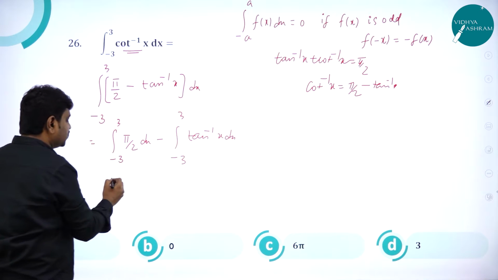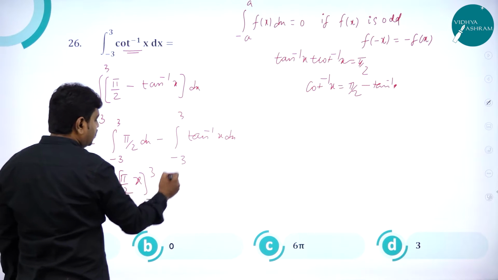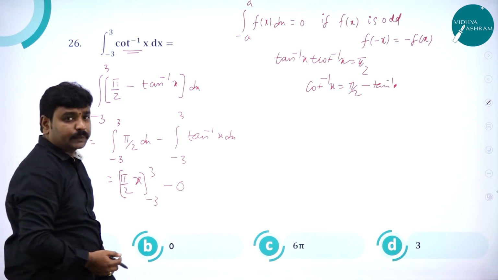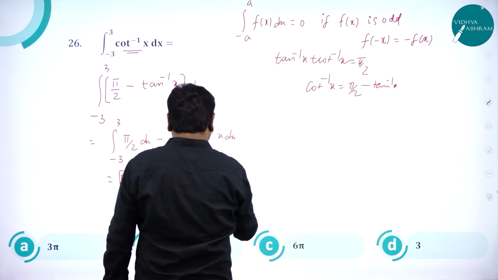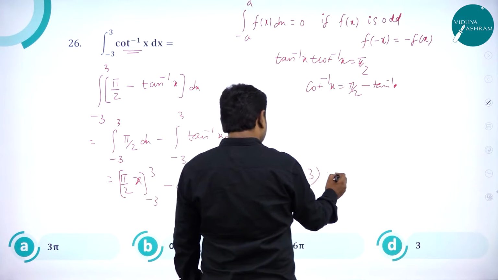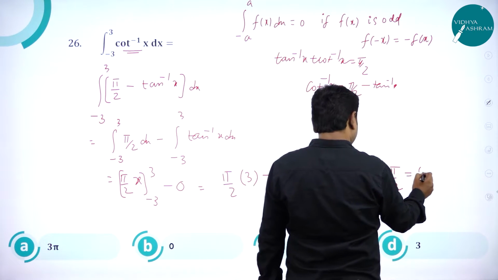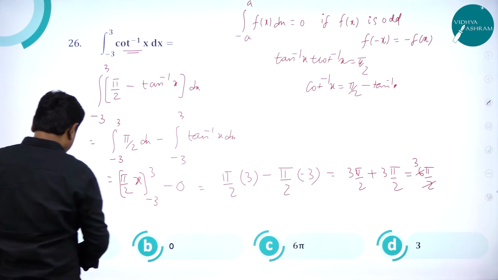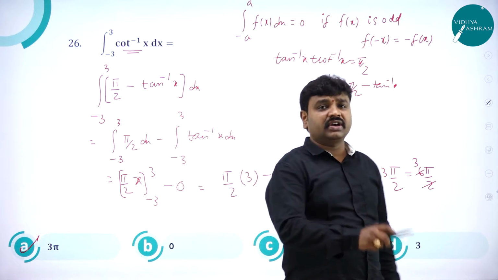Now the integration of a constant is the constant times x, so pi by 2 into x from minus 3 to 3, and I will not integrate the other term. That is 0 because it is an odd function. The integral of an odd function from minus A to A is 0. Apply the upper limit minus the lower limit: pi by 2 into 3 minus pi by 2 into minus 3, that is 3 pi by 2 plus 3 pi by 2, 6 pi by 2, or can I say 3 pi? So the answer is 3 pi, option A. Here cot inverse x is neither even nor odd, so convert cot inverse x to what?